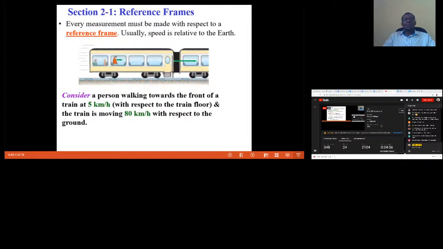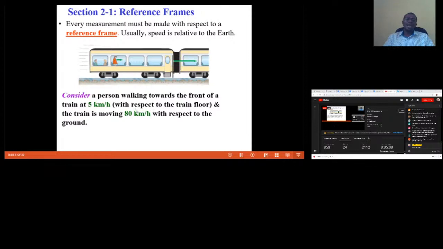Okay, so we start with frames of reference. What do you understand by a frame of reference? Every measurement must be made with respect to a frame of reference. For instance, let us look at this train. You can see that this train is moving to the right. We are saying that the train is moving to the right at a speed of 80 kilometers per hour.